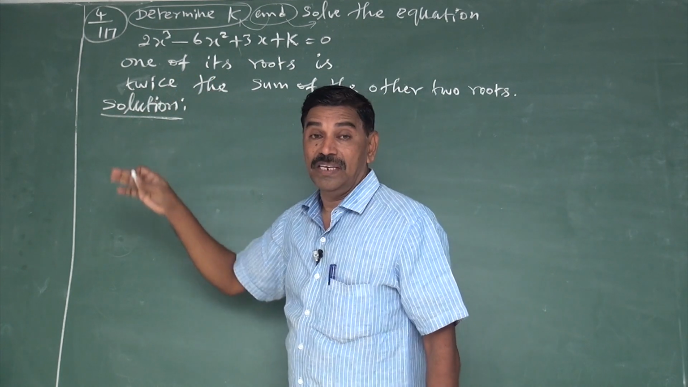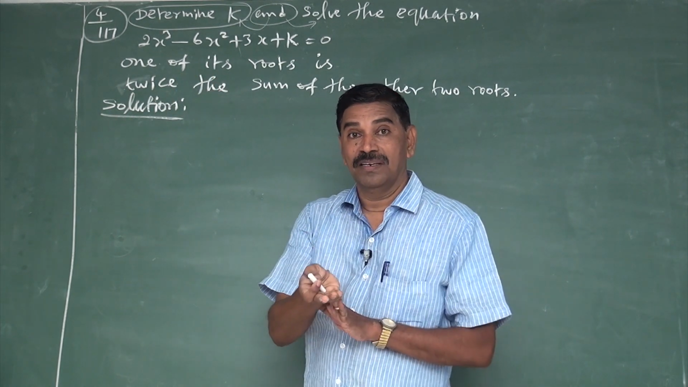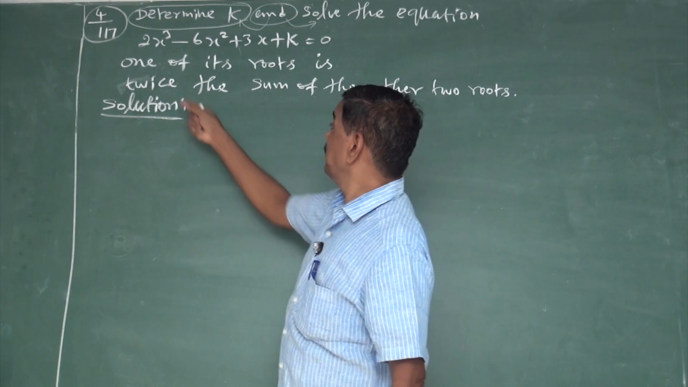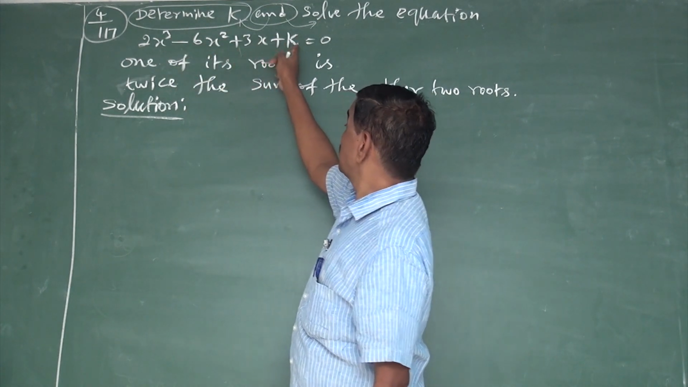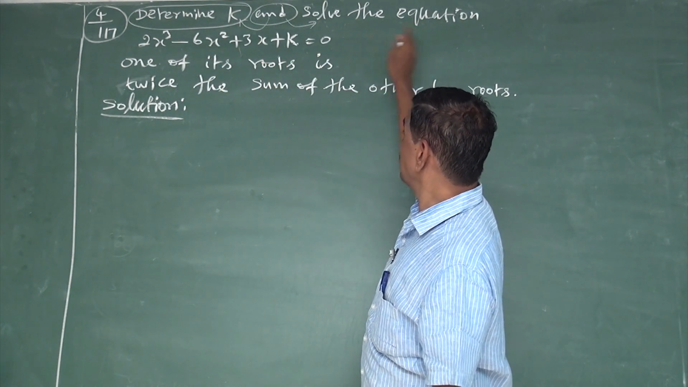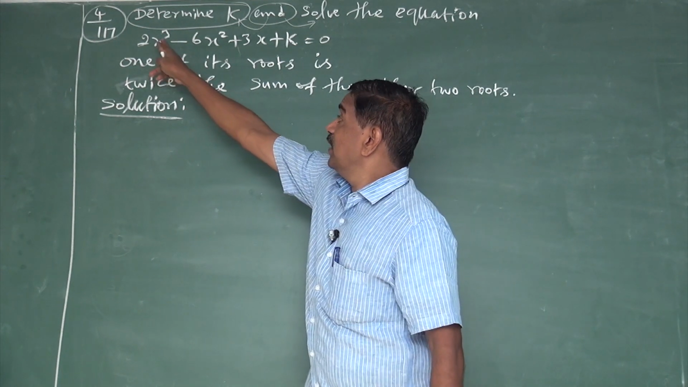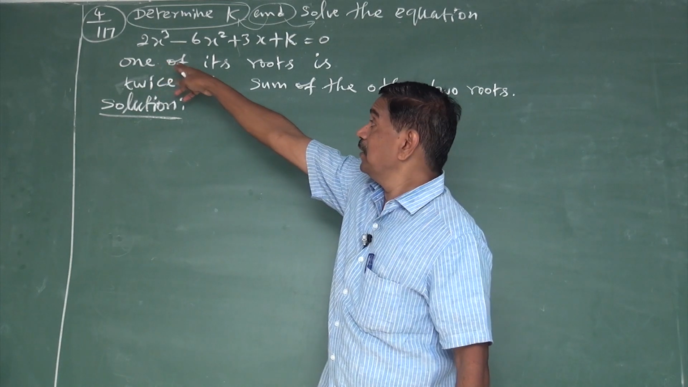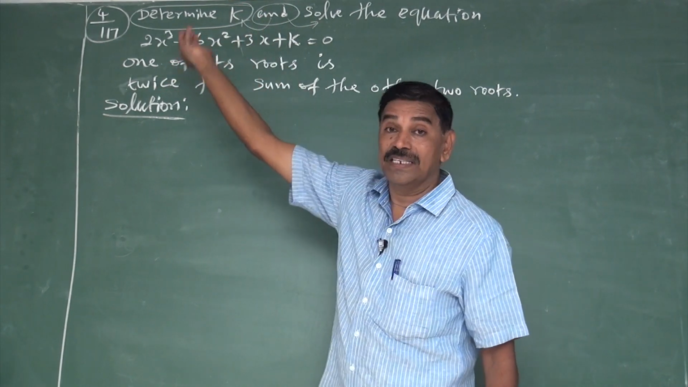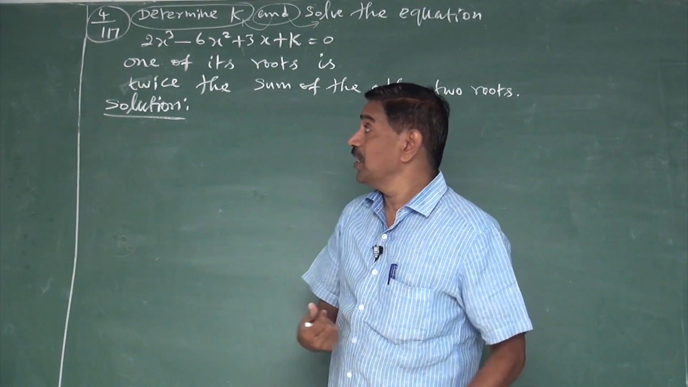First identify whether the equation is in the standard form or not. Yes, it is in the standard form, because x cube, x square, x, and a constant, all the terms are present. None is absent. A cubic equation has 3 roots, and today's topic is conditional cubic equations. How to solve conditional cubic equations?